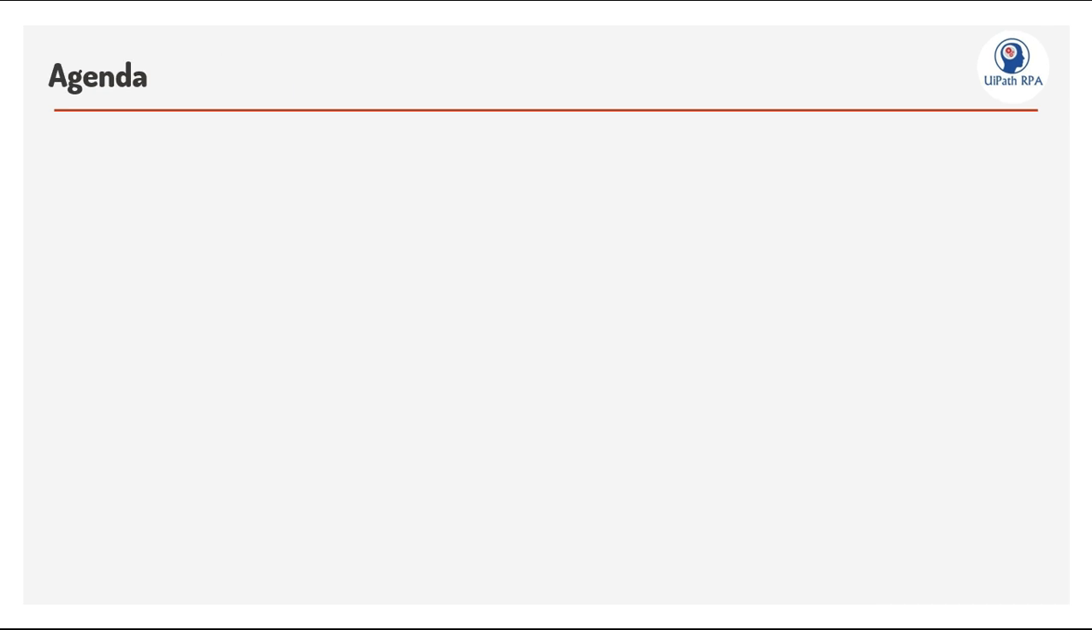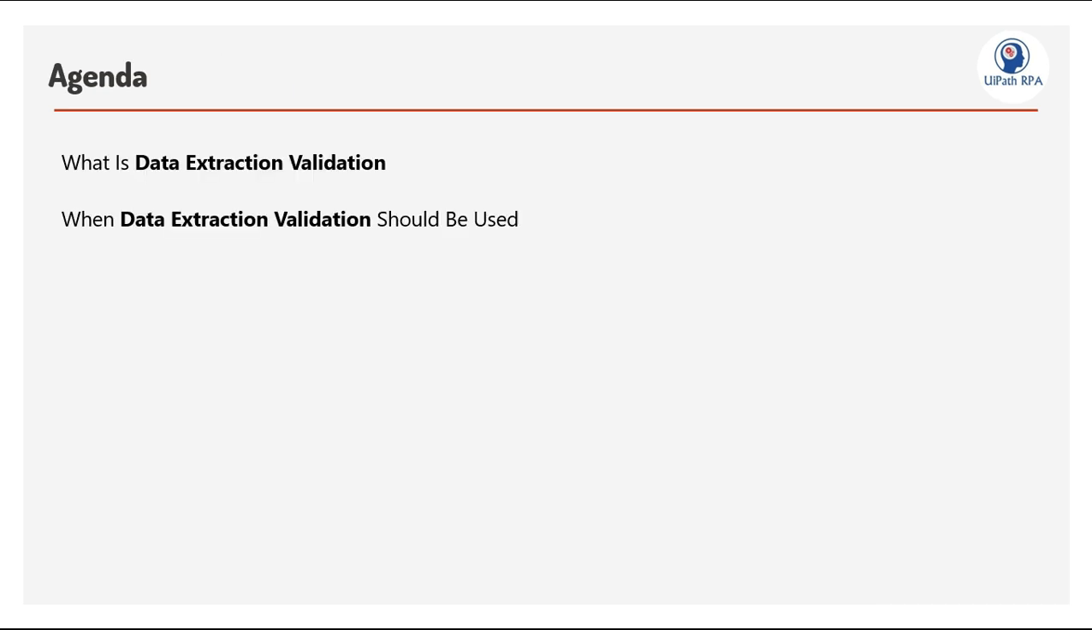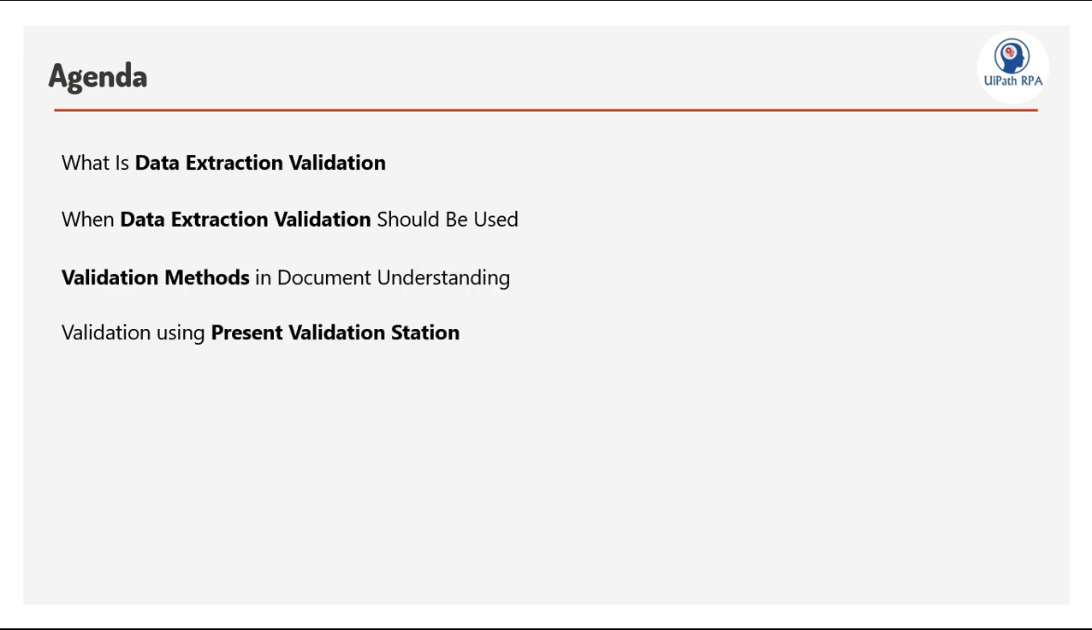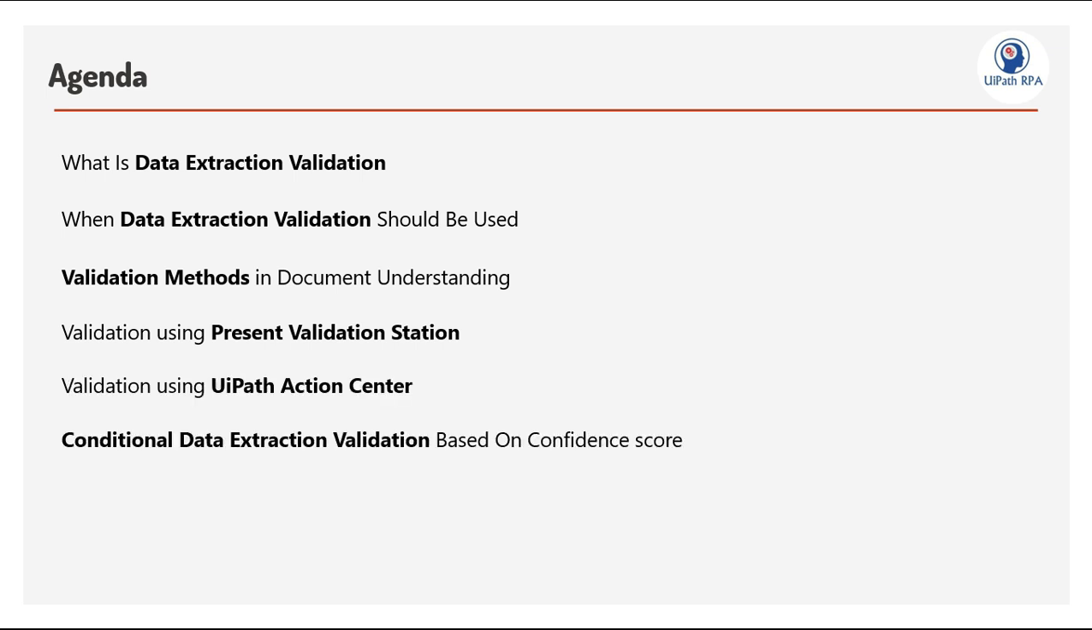Let's see the agenda. You will learn what is data extraction validation, when data extraction validation should be used, validation methods in document understanding, validation using present validation station, validation using UiPath Action Center, and conditional data extraction validation based on confidence score. Means show or hide data extraction validation based on the confidence score.